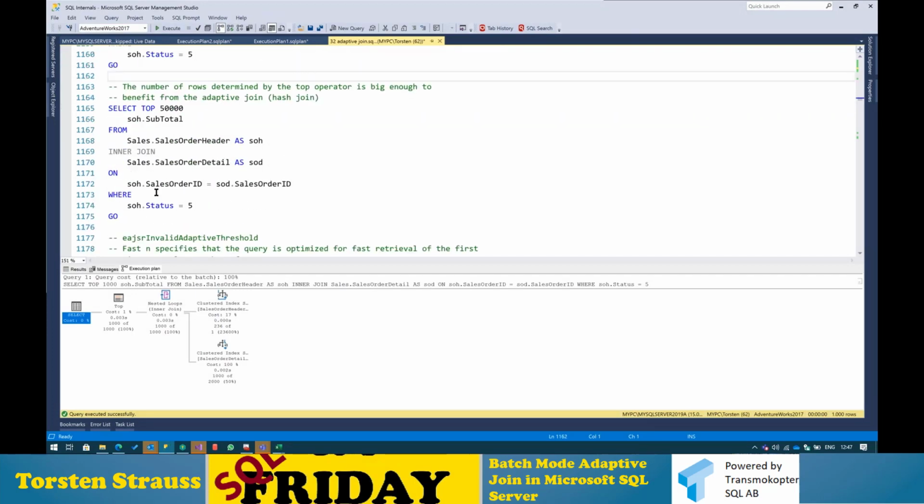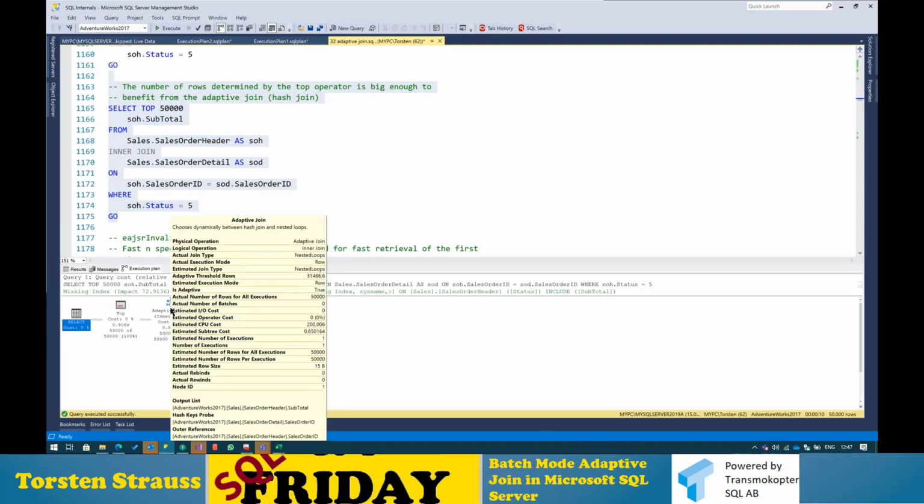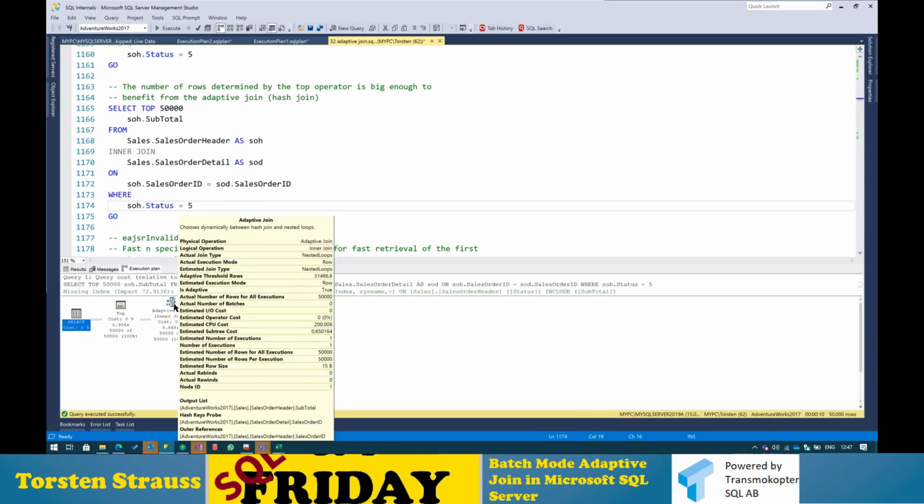When I now use the top operator to get 50,000 rows, SQL Server internally definitely knows it is worth considering the alternative, either a nested loop or the hash join algorithm. And we can see that this time SQL Server implemented the adaptive join, but still uses the nested loop operator because the tables are pretty large. And that is the reason why we can see the nested loop.